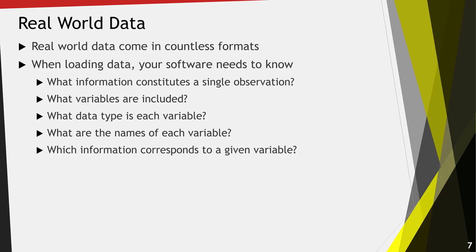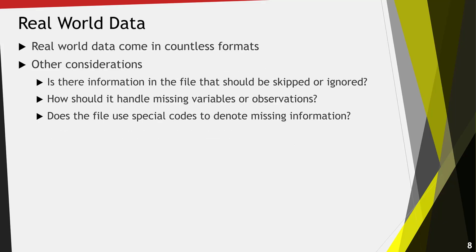And when you're loading data into R, or any data analysis software, it needs to know what information constitutes a single observation, what variables are included, the data type of each variable, the names given to each variable, and the information within each observation that corresponds to a given variable. There's other considerations that may or may not come up. For example, is there information in the file that should be skipped or ignored? How should you handle missing variables or observations? And does the file use special codes to denote missing information?